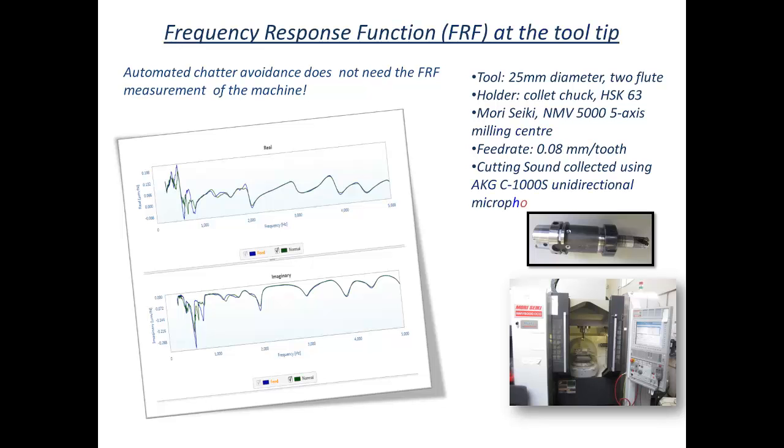Traditionally, chatter is avoided by measuring the frequency response function, FRF, of the machine at the tool tip. Then, the stable depth of cut and speed are predicted using chatter prediction algorithms. However, ChatterPro does not need the measurement of FRF at all. But, that being said, the FRF of the machine is used to illustrate the mechanism behind ChatterPro's chatter avoidance algorithm.